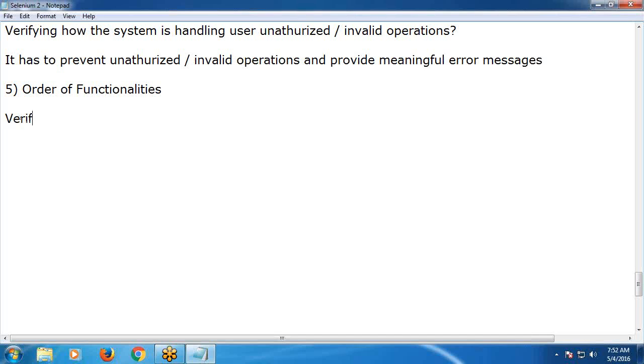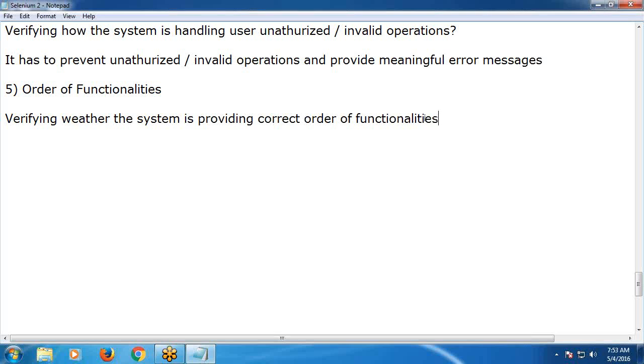See, verifying whether the system is providing correct order of functionalities or not.